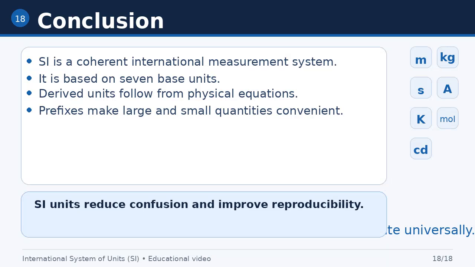The International System of Units provides a universal and coherent language for measurement. It is based on 7 base units: meter, kilogram, second, ampere, Kelvin, mole, and candela. All other SI units can be derived by combining these base units. Prefixes such as kilo, milli, micro, and nano allow very large and very small quantities to be written conveniently. Using SI units correctly improves accuracy, prevents confusion, and allows scientific results to be communicated throughout the world.